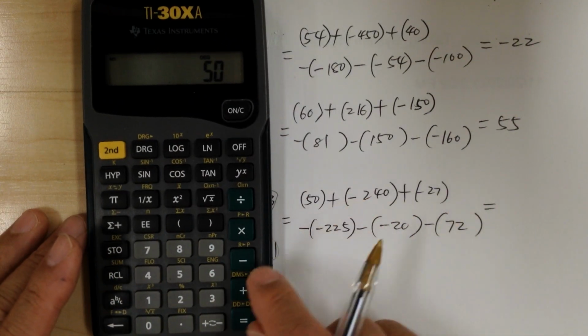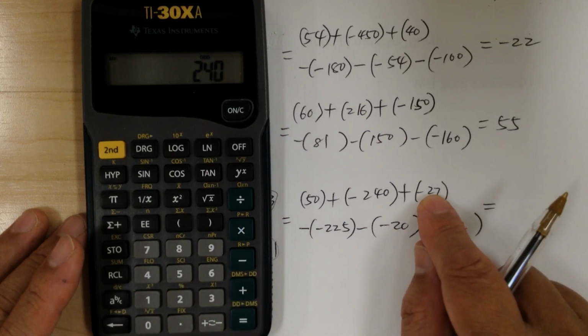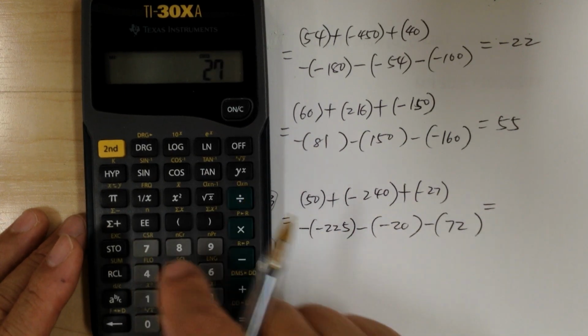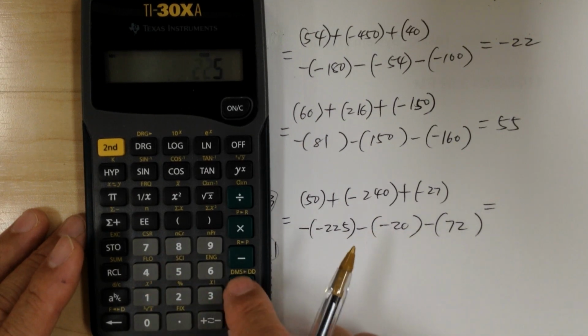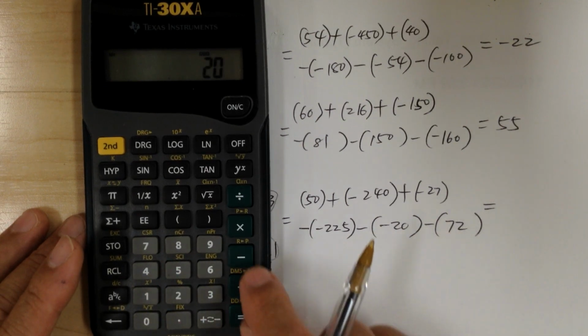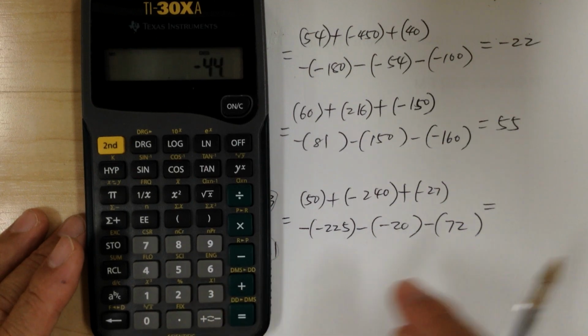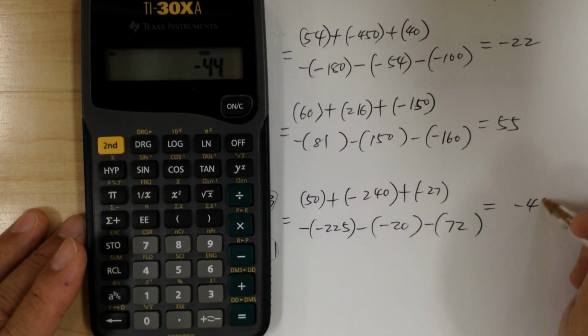Now this becomes minus, right? So minus 240, and this is also minus 27. This becomes plus 225. This becomes plus 20. This becomes minus 72, equal negative 44.